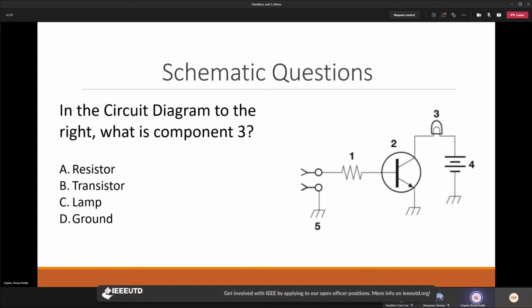The next question is, in the circuit diagram to the right, what is component 3? A, a resistor, B, a transistor, C, a lamp, or D, a ground? I'll give everyone 15 seconds to answer.